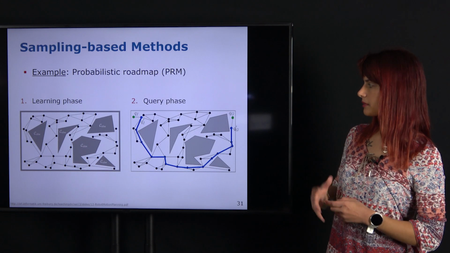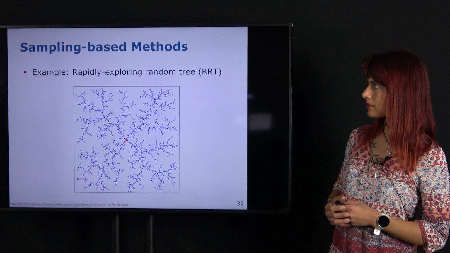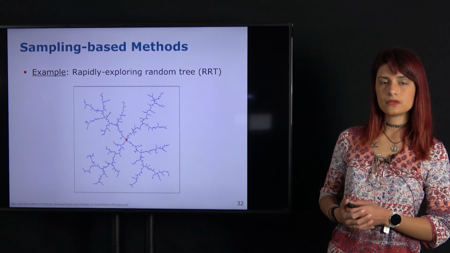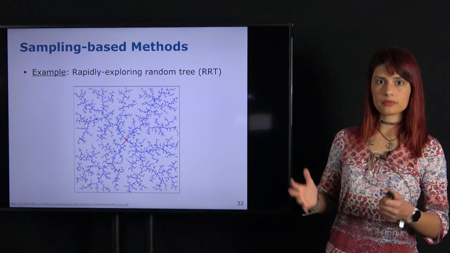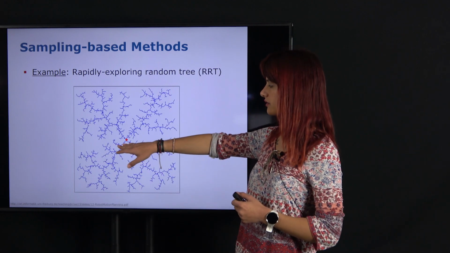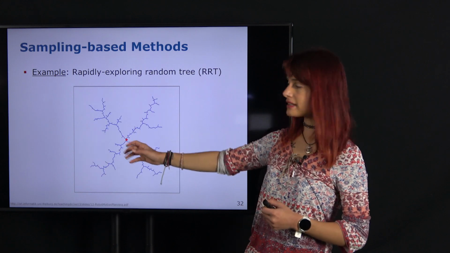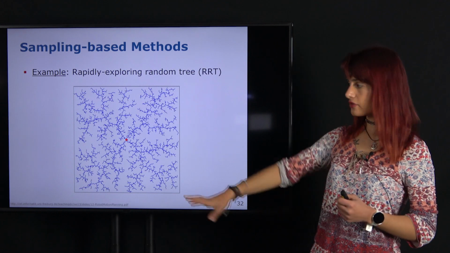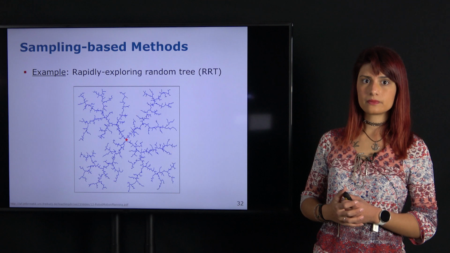State-of-the-art sampling-based method for single query planning is called the rapidly exploring random tree and its variants. So here, rather than dealing with a roadmap and the environment and configuration space as a whole, we start from a center called the start node, and then we grow a tree, which is a graph with no cycles, from that start, which is essentially the root.